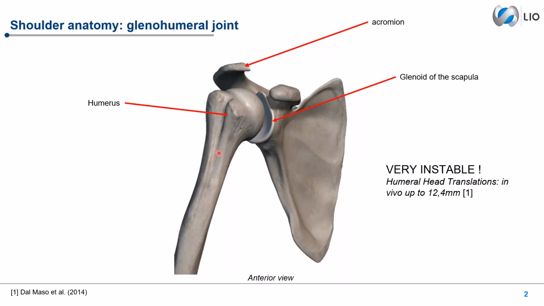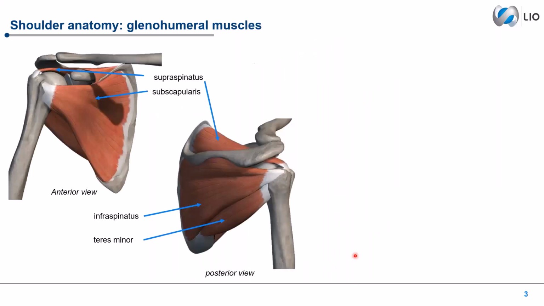And so humeral head translations, so the humerus going upward, have been measured in vivo going up to 12 millimeters. So really, the stability of the joint is not very well assured by just the bone congruence. Because the congruence does not assure the stability of the joint, the muscles do it actively.